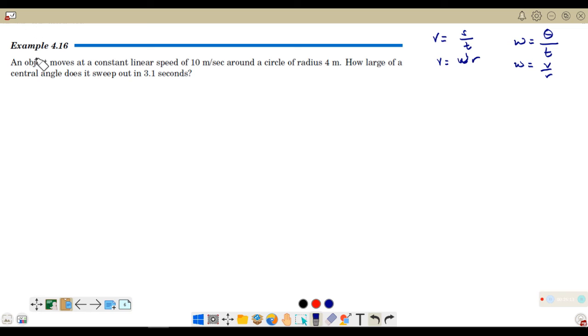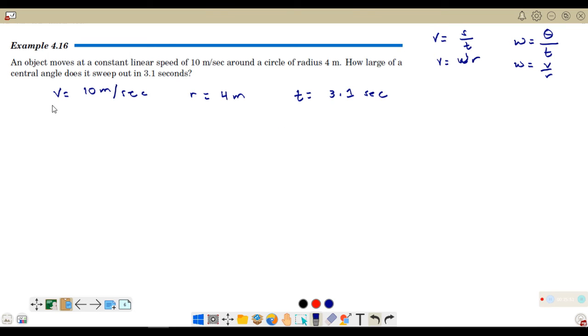Now, let's look at this example. An object moves at a constant linear speed of 10 meter per second. Aba, ang given kagad sa kanya ay linear speed. 10 meter per second. Around a circle of radius 4 meters. Ito yung mga given niya. How large of a central angle does it sweep out in 3.1 seconds? So, the time is 3.1 seconds.